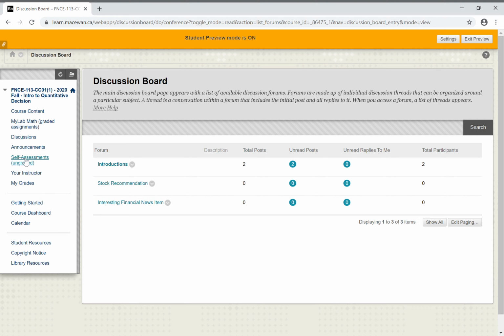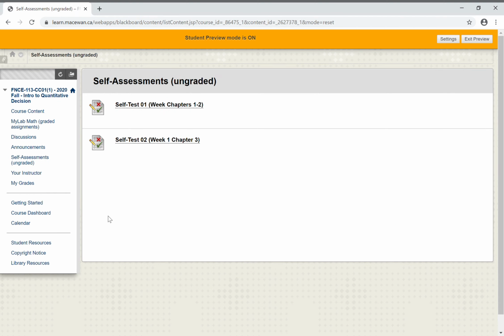Then there are also some self-assessments which are ungraded. Right now I have given you some practice questions from the first couple of chapters, the first 3 chapters actually. These are not graded, but they are mainly for your own practice. You can do these questions and the system will tell you the correct answers, and that way you know whether you've understood the concepts or not. And then obviously you can also do the MyLab Math assignments, which would further help you review the material.